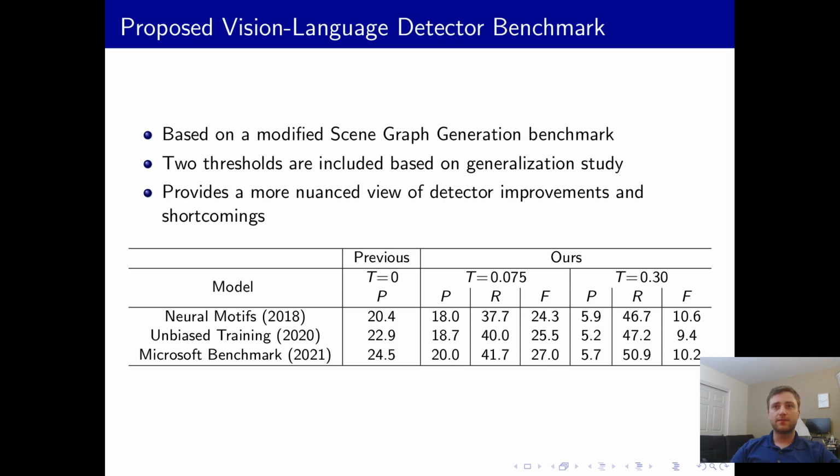Based on findings from earlier experiments, our last experiment proposes a benchmark specifically tailored to the design and comparison of vision language-oriented detectors. This benchmark includes a precision, recall, and F1 score, all of which we have shown to have high correlation with human judgment. We also include two different thresholds, a value of 0.075 to include a large amount of detail but filter out many of the irrelevant annotations, and a value of 0.30 to focus mainly on the most critical annotations.